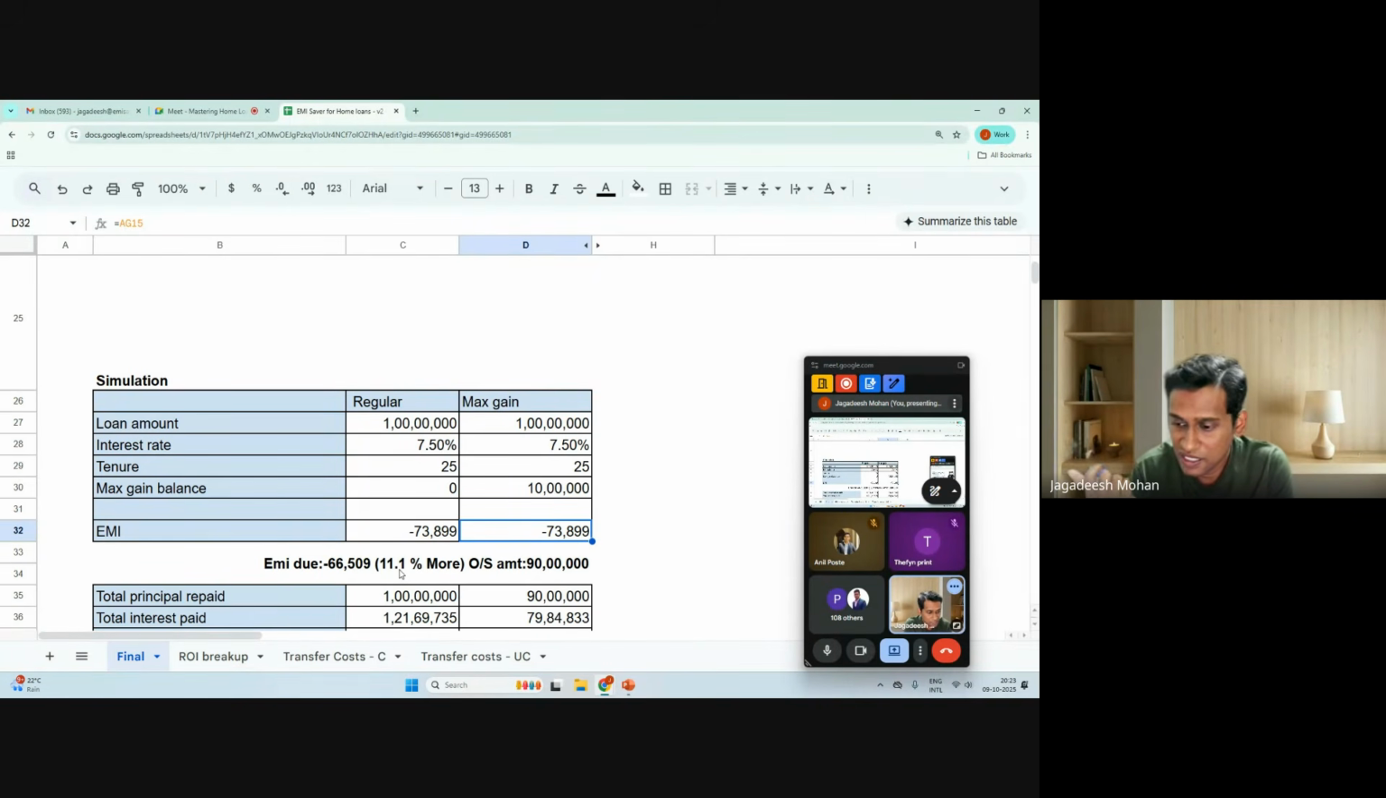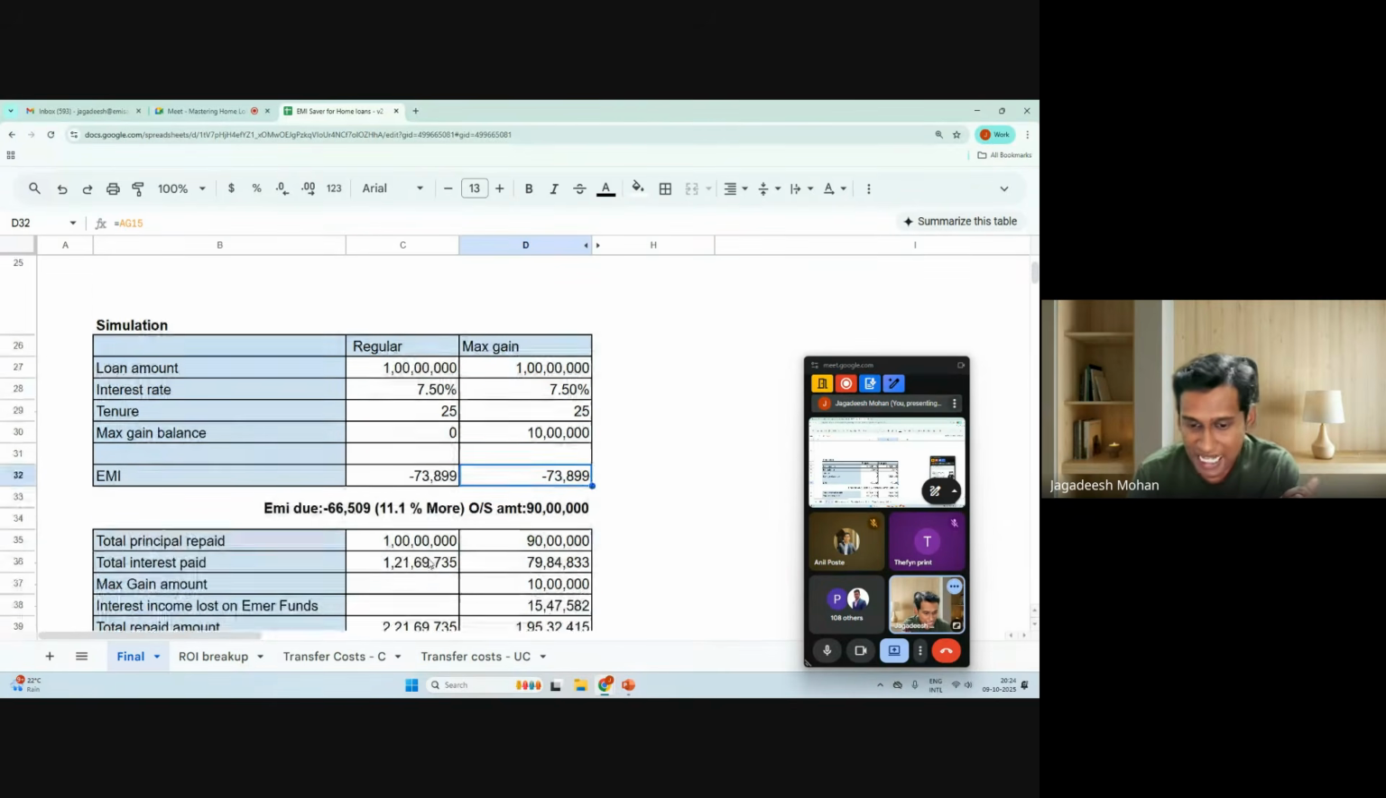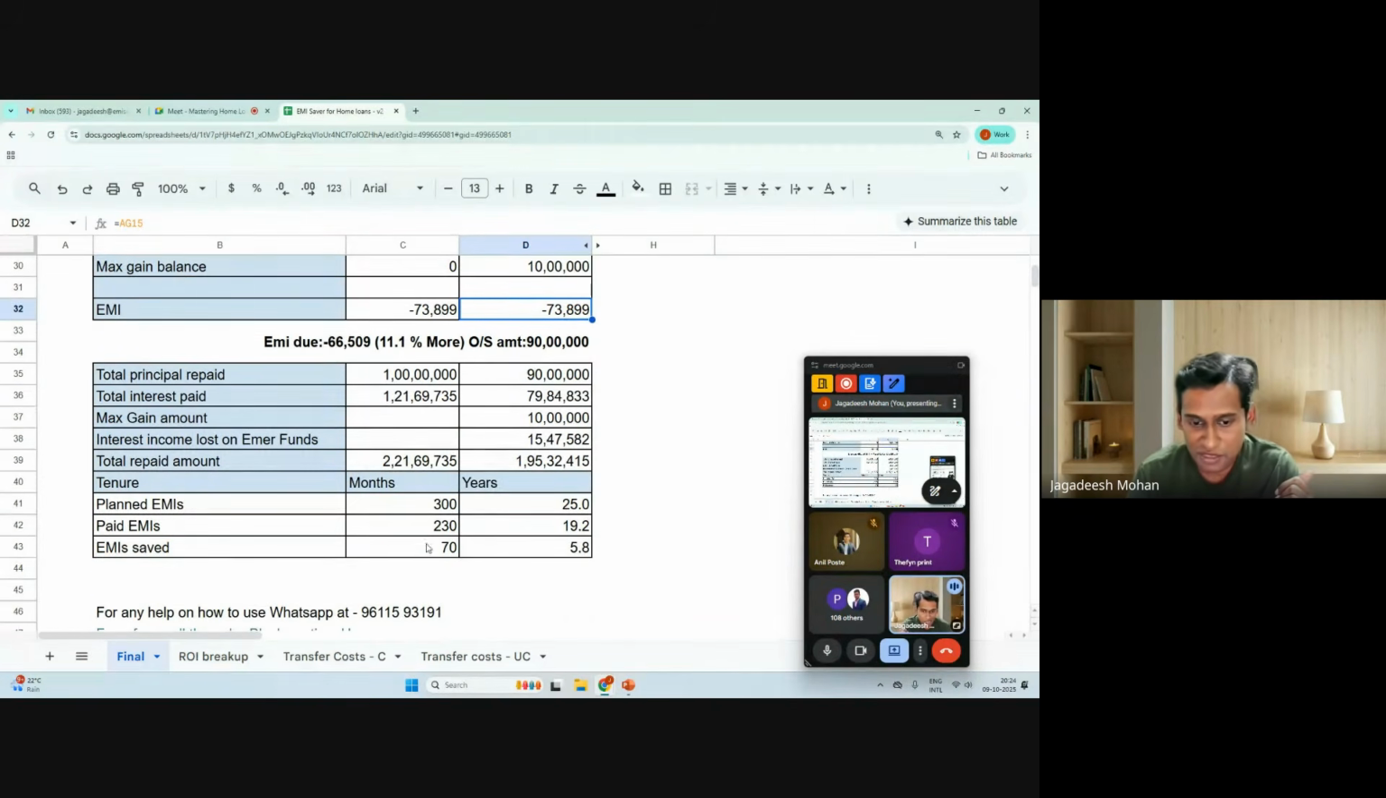Now, what happens when we do prepayments? The principal gets depleted faster. And as you keep making these payments, what happens is, instead of 300 EMIs, you end up paying only 230 EMIs. And you end up saving 70 EMIs net. On the cash flow basis as well, how did the savings number come in? I'll walk you through that as well.